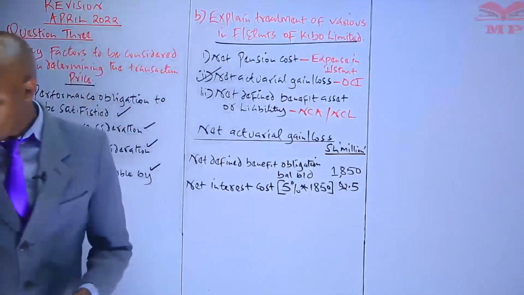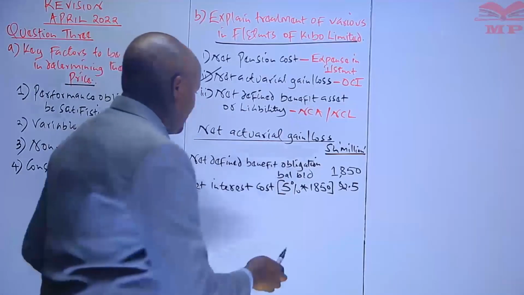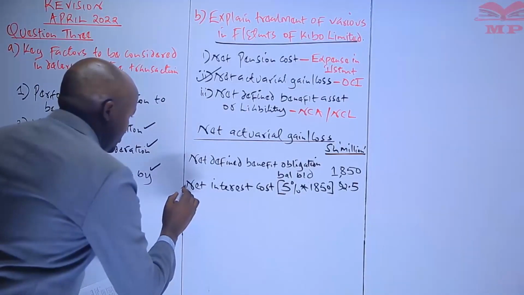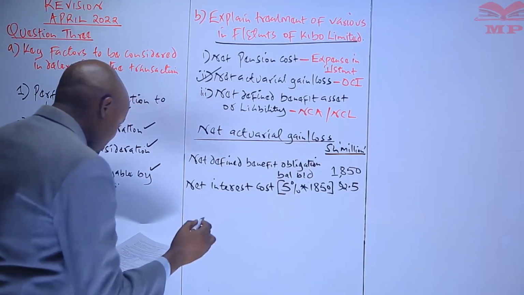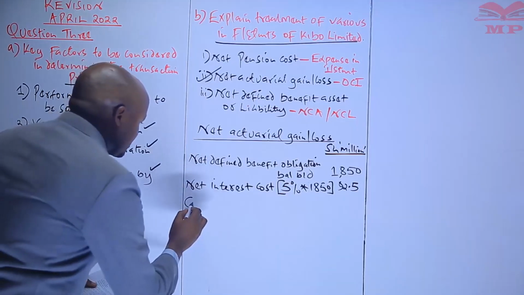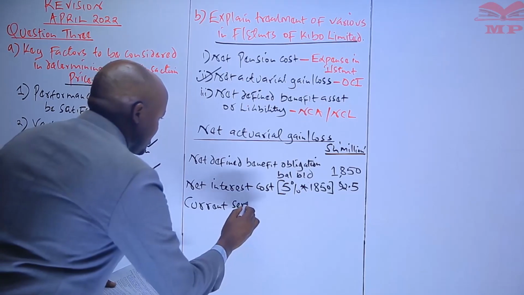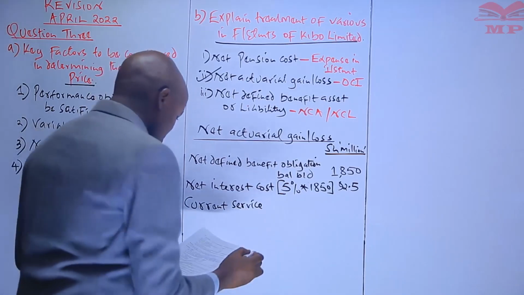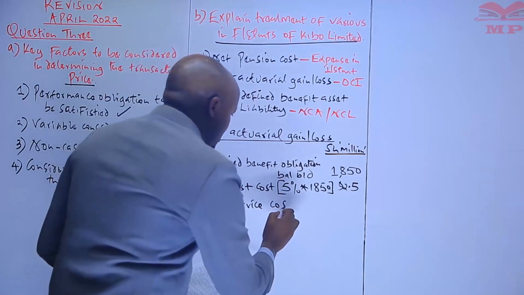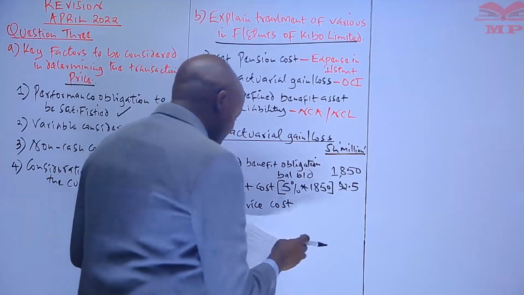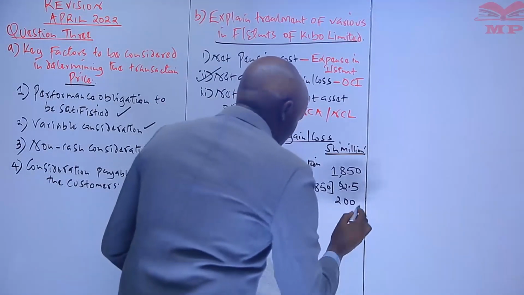92.5. And then to this, what do we add? To this, we add what we refer to as the service cost, or in other terms, the current service cost. The current service cost in our case here is an amount of 200 million.